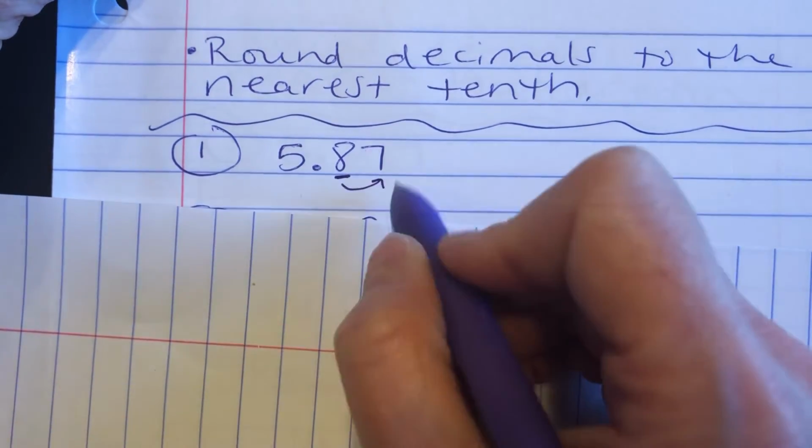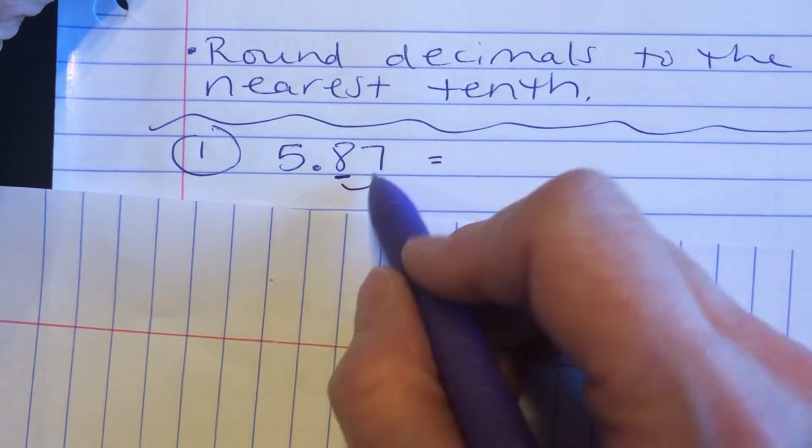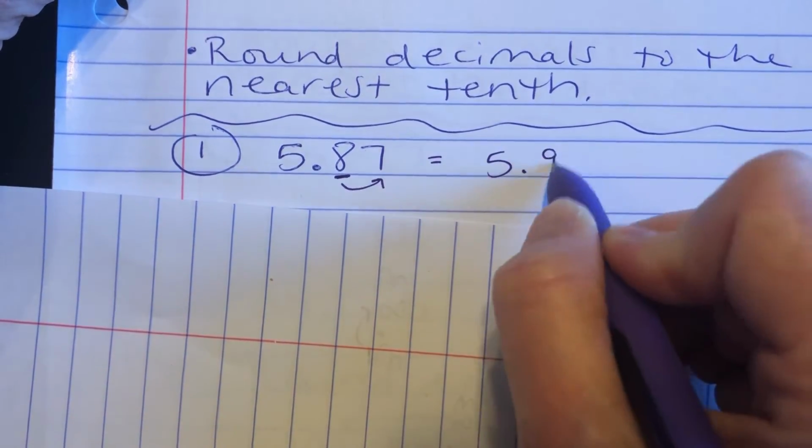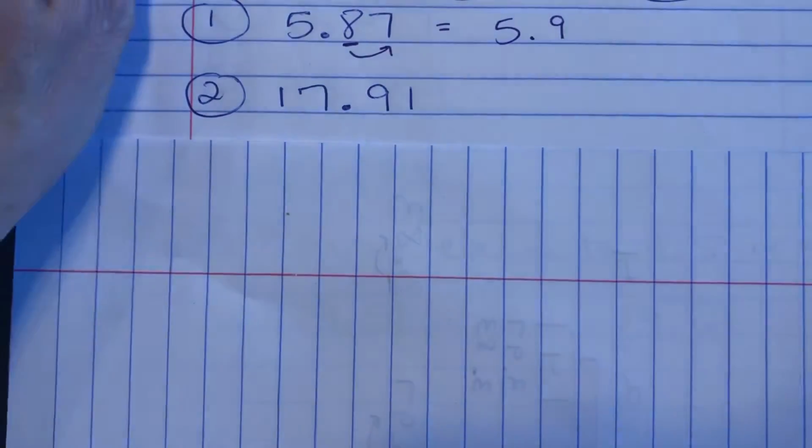If you said 5.9, you are right because the number next to the place I want to round to is 5 or more. So 5.9 is what you should have. All right, you try this one. Press play when you're ready.